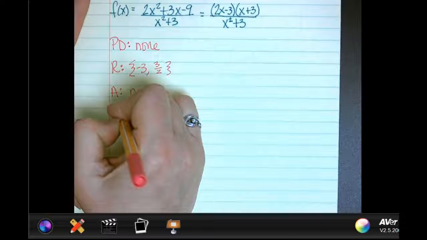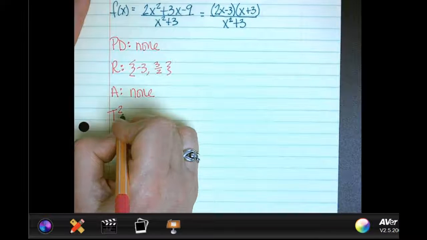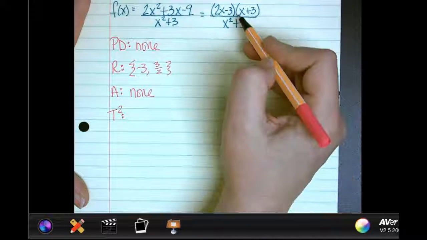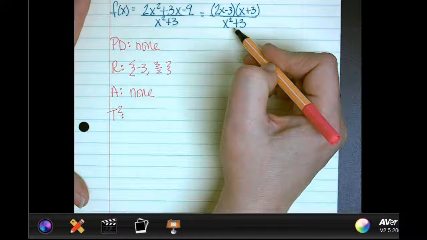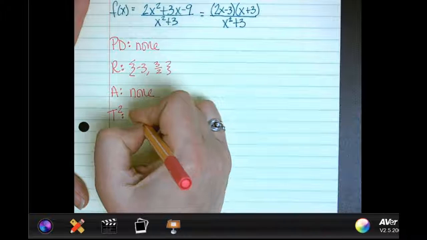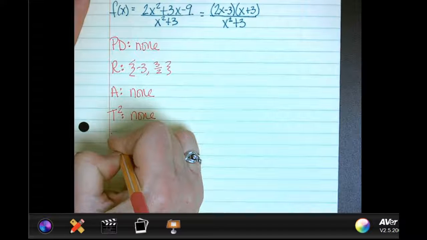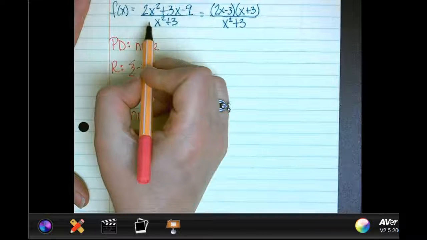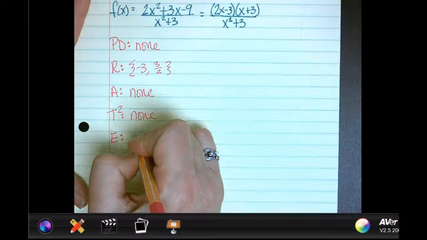Then the t squared stands for what? Togetherness or tangency. Do I have either one of those? No, because it's not just about having an exponent. It's about having multiplicity of factor, and that's not what I have here, so this is none. Then my E stands for what? Behavior, which would be my other asymptotes, right? Do I have a horizontal asymptote? Yes. They're tied in degree, so the ratio of the coefficients is 2, so it's y equals 2.